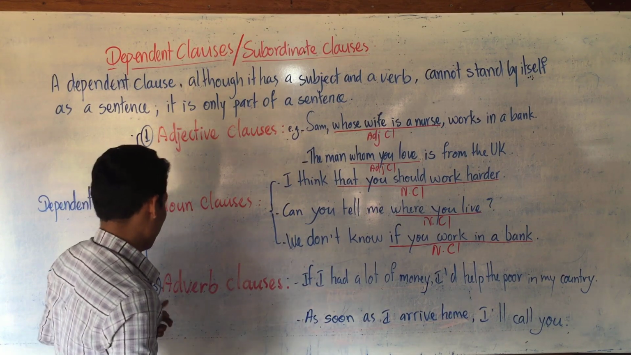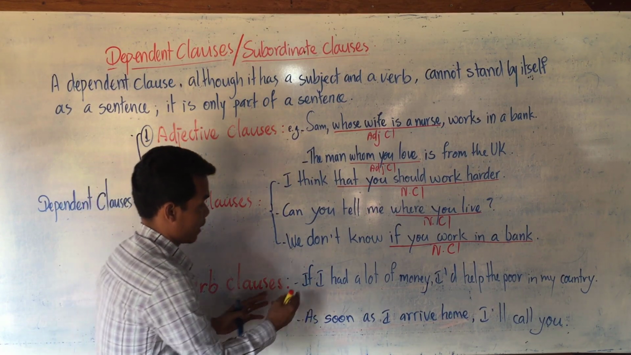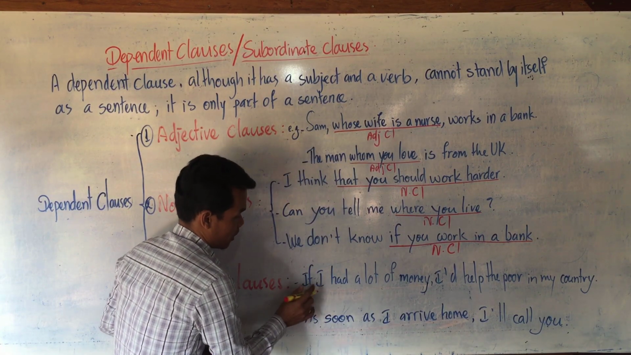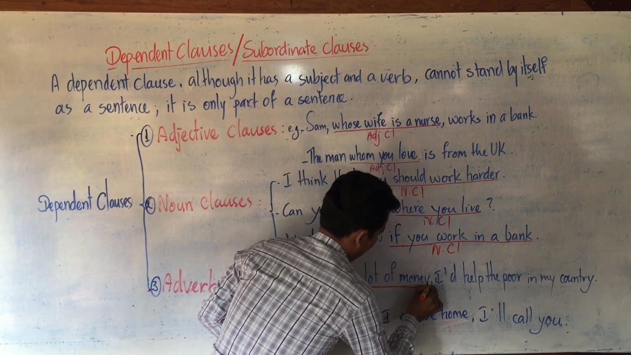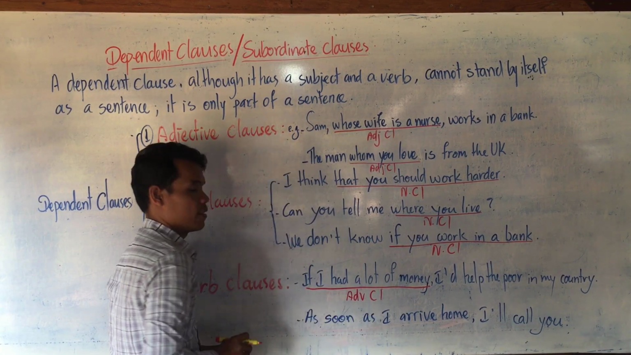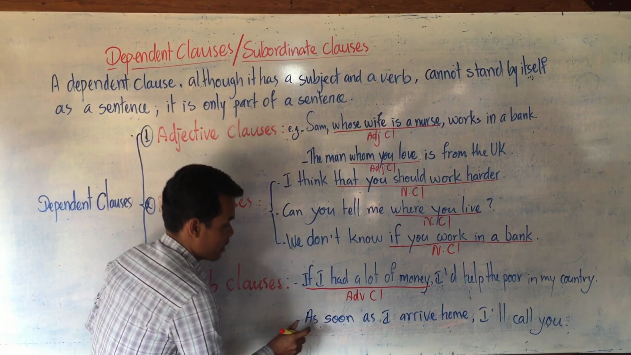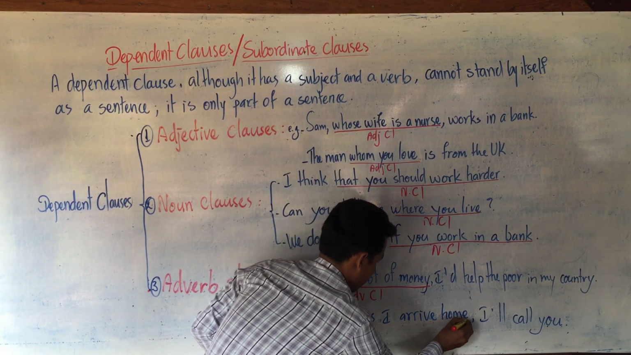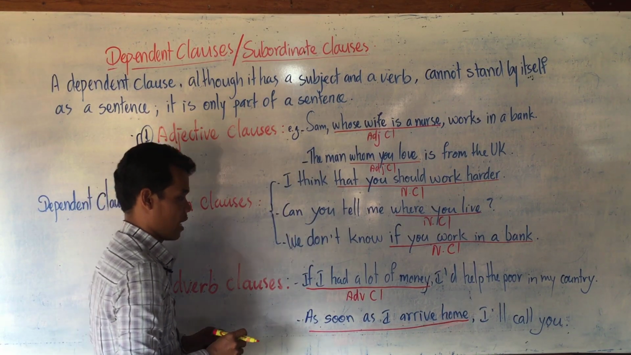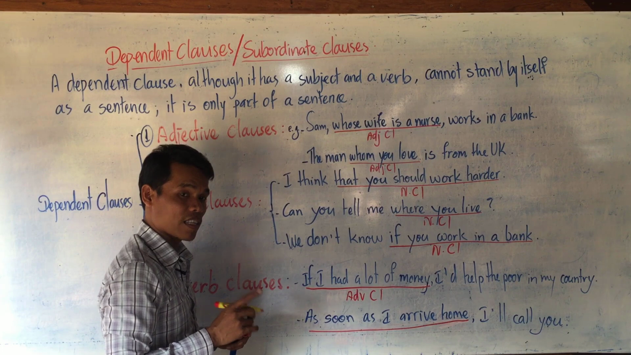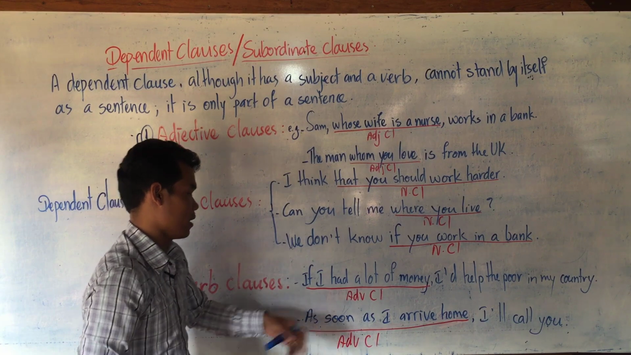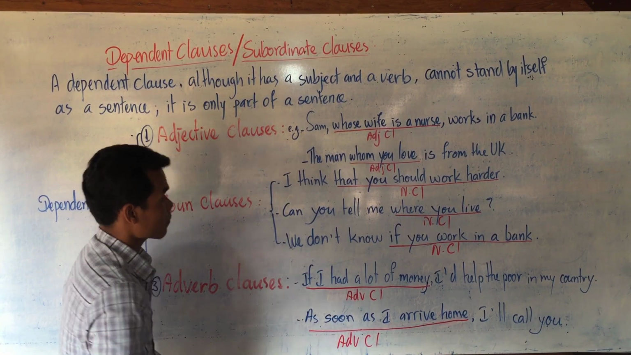Okay, now adverb clause. Example of adverb clause: if I had a lot of money, I would help the poor in my country. So if is a subordinator. From it to the comma here is called an adverb clause. You know, adverb clause of what? Adverb clause of condition. As soon as I arrive home, it is an adverb clause. As soon as is a subordinator or subordinating conjunction. So you know what clause it is? It is an adverb clause of time with the subordinator as soon as.